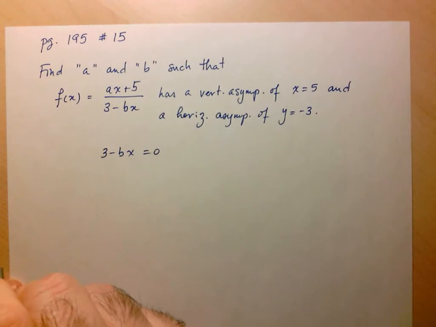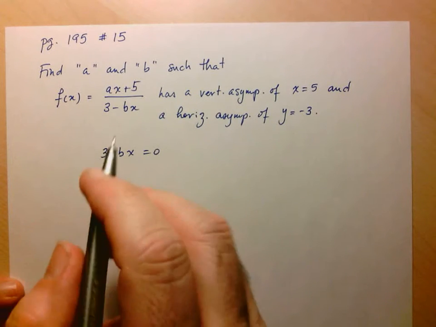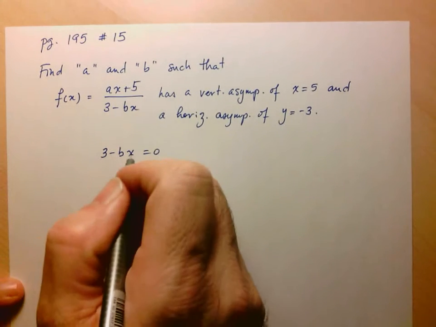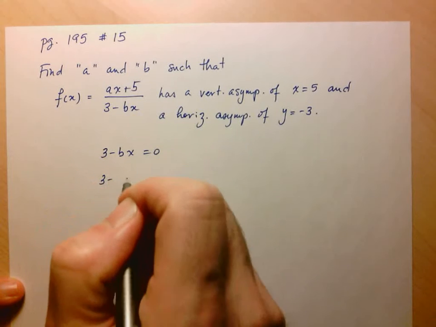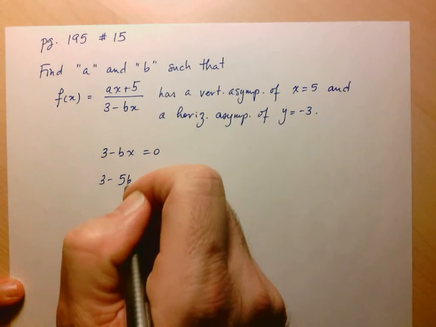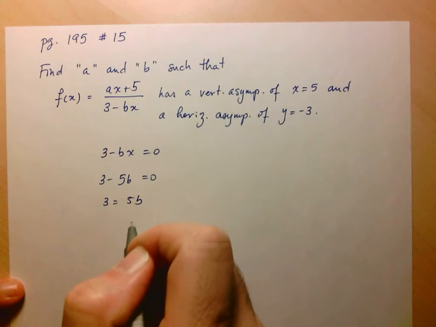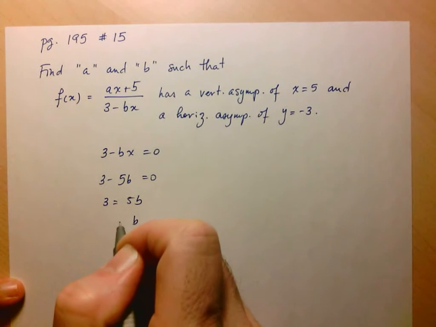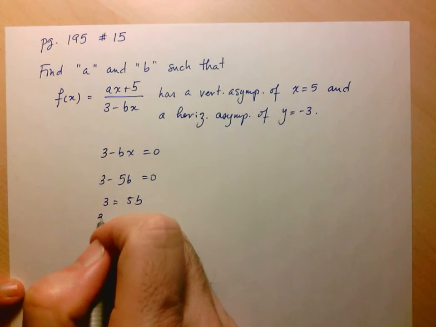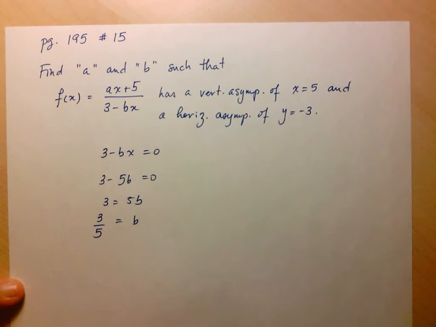And if I want the asymptote to be x equals 5, I need this to happen when x is equal to 5. So 3 minus, this will just be 5b, has to be equal to 0, so 3 is equal to 5b, so b is just equal to 3 over 5. There we go. We've actually already found one of our unknowns.